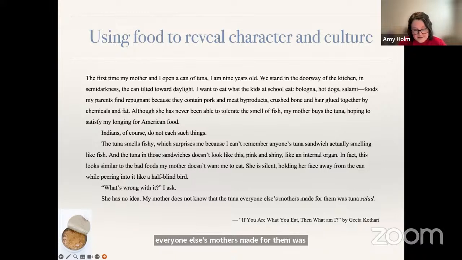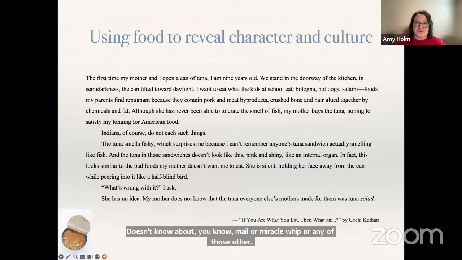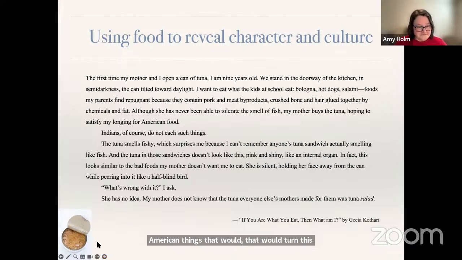So this mom and this food is illustrating this balancing between two cultures that the child of an immigrant would face and that they often describe. The mother doesn't know about mayo or Miracle Whip or any of those other American things that would turn this into what this daughter is really wanting, this American food.